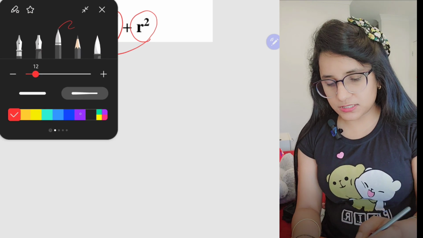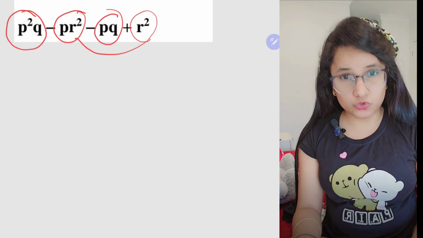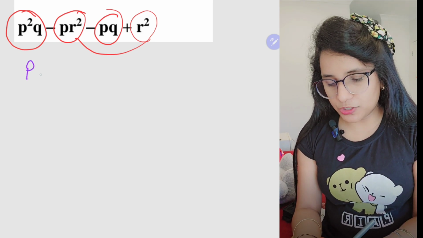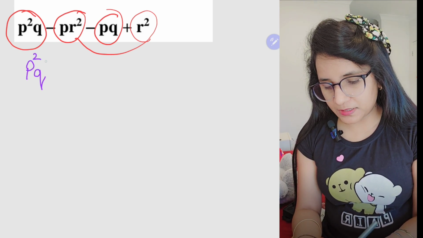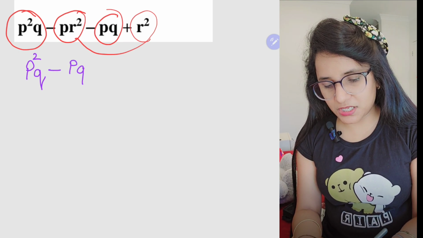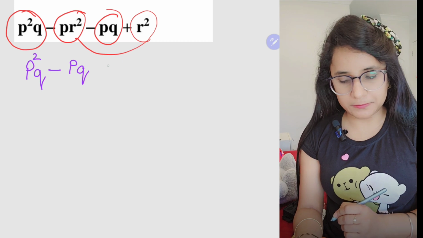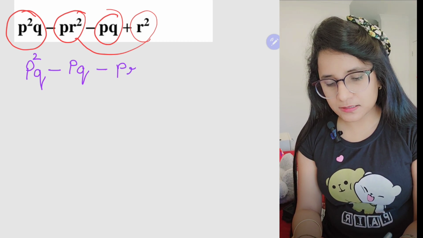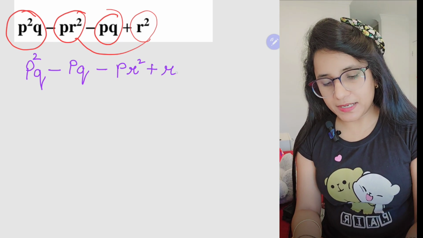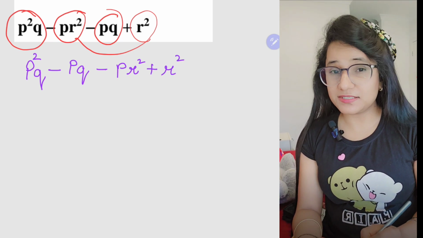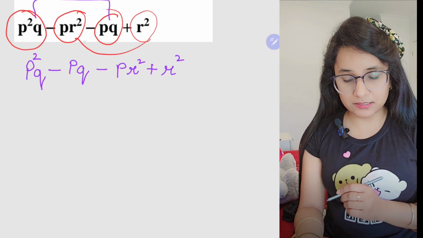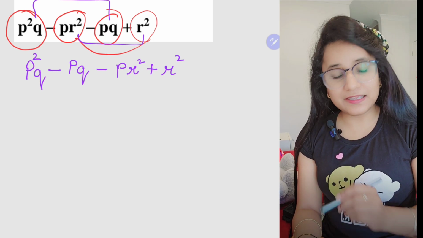So in the first step, what we are going to do is, we are going to rearrange the terms. We are going to write down the first term, that is p square q, minus pq, which was the third term, minus pr square, that is the second term, plus r square, that is the fourth term. So we have grouped the first and the third and second and the fourth.